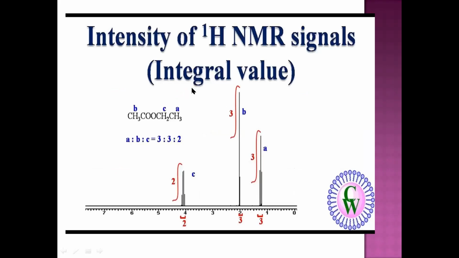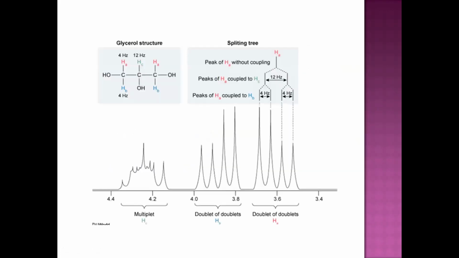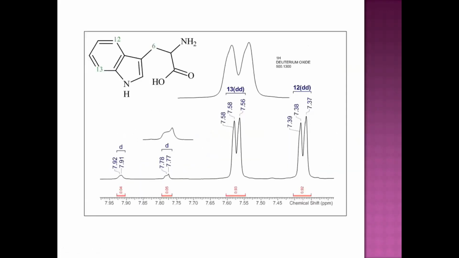So this is the topic I have covered: how you can identify the J value. It is a very important topic in NMR spectroscopy.